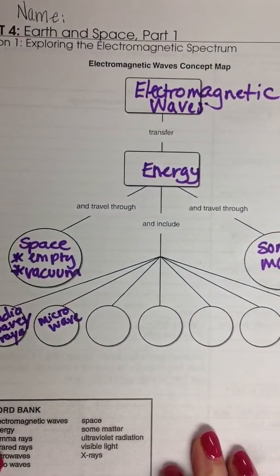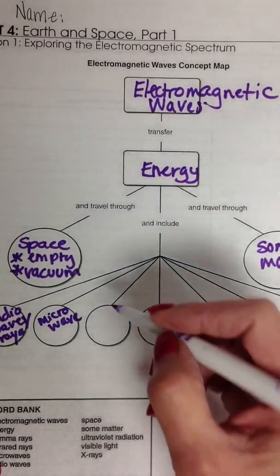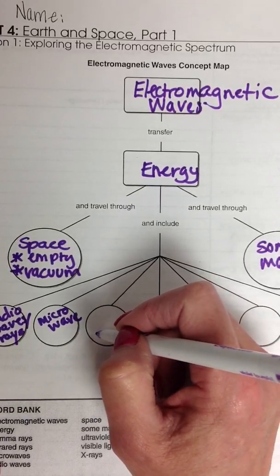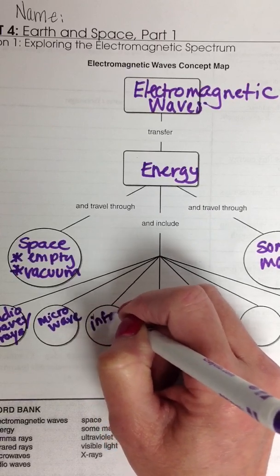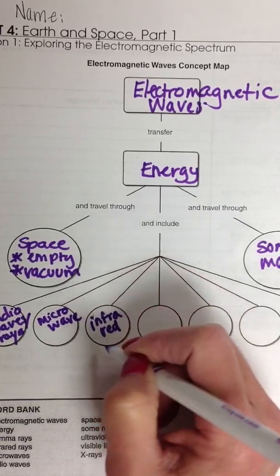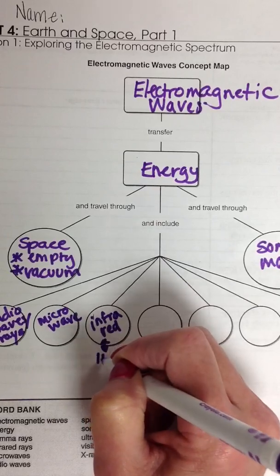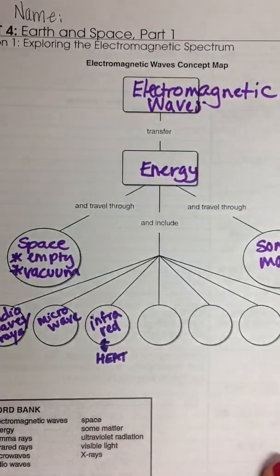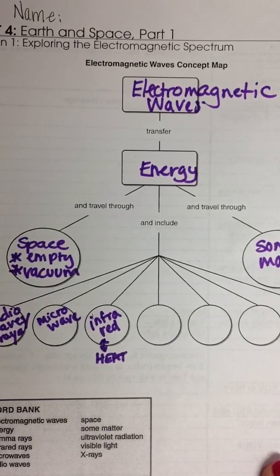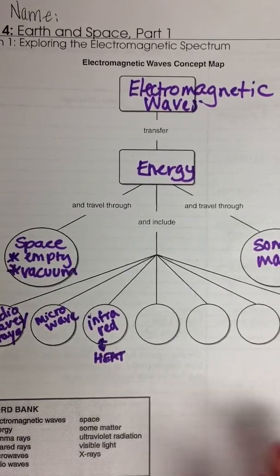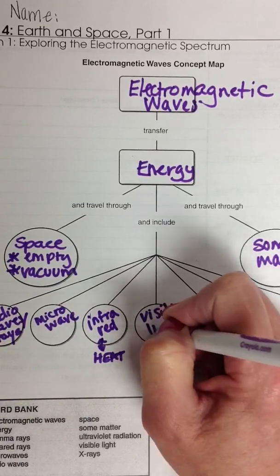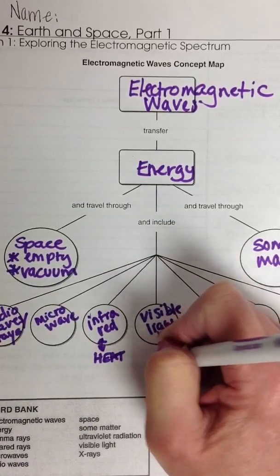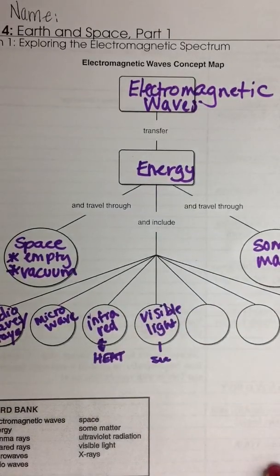And then the next one with a little bit more energy than microwave would be the infrared. And by the way, this is heat you feel when you walk outside. That is the heat that emits that form of energy. Next would be visible light. So this is the light you see when you walk outdoors and the sun is shining. The light you see is referred to as visible light.